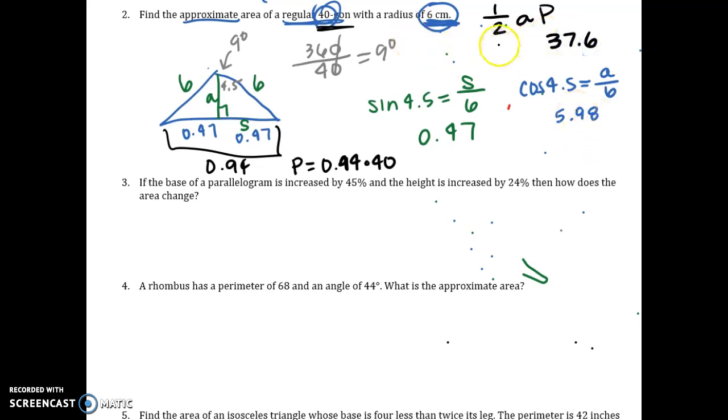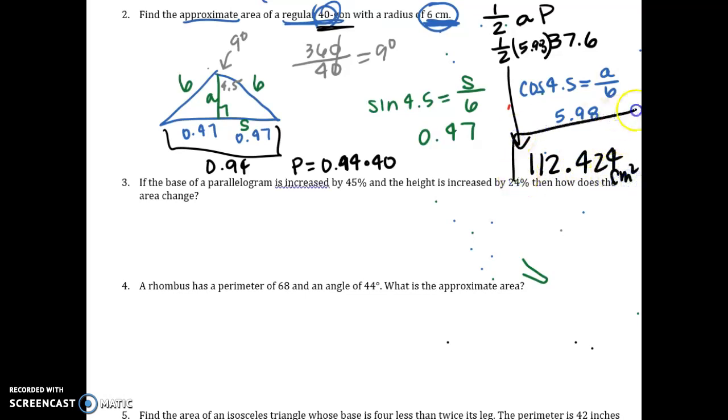And then my apothem I just found is 5.98. So if I do 5.98 multiplied by 37.6 and then divide that answer in half, I will get my area of my polygon, which I'll write down here because I ran out of space, 112.424 centimeters squared. And there we go. In theory, you should get the same answer no matter which way you do it.